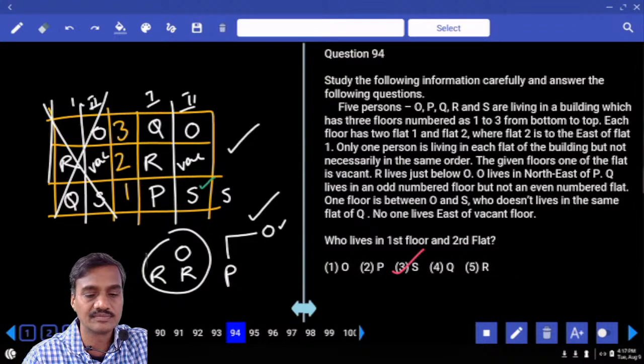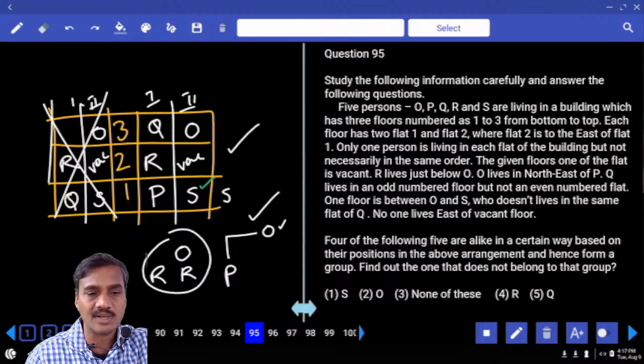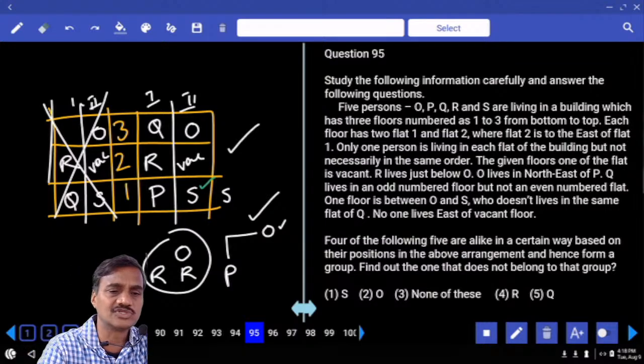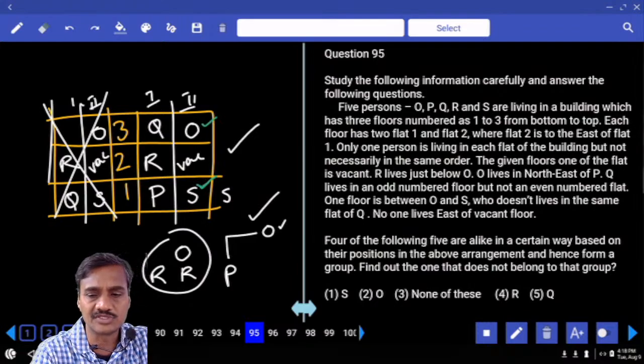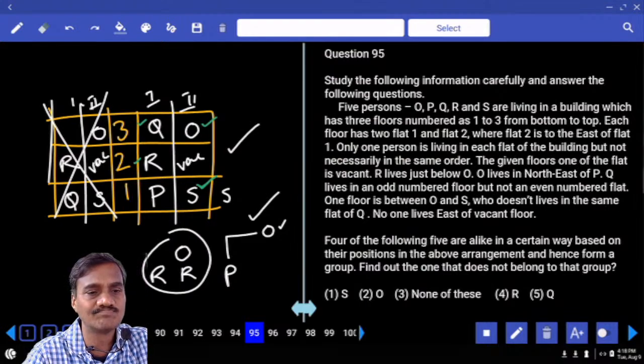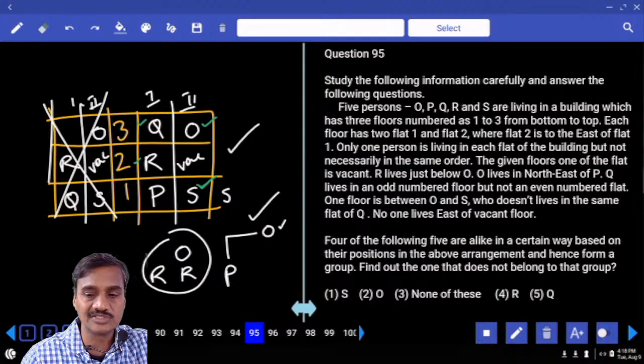Question 95, four out of the following means odd one out. Now S, O, R and Q. Then what is your answer in this case? Four out of the following five. S is living here and O is here. Next one, R and Q. Q is here, R is here. Tell me what is your answer? R. Why is it R? Except R, the remaining persons are living on an odd number floor. R is living on an even number floor.